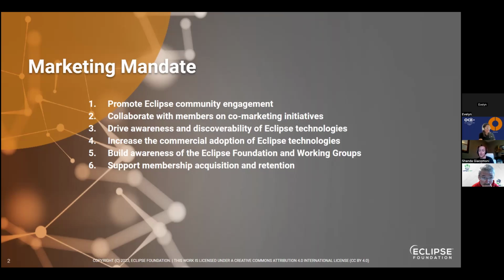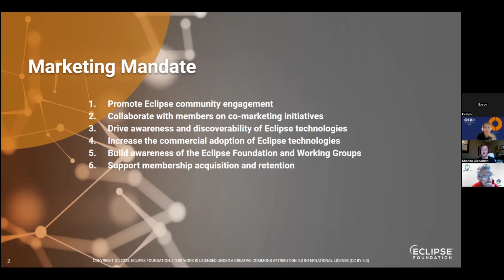One of the most important things we try to do is drive awareness and discoverability about the projects. You can be working on one of the greatest projects in the world, but if nobody knows about it, nobody can use it. The first step in building a community around it is to get adopters, people using the technology, which you'll see is bullet number 4. We try to get adoption of Eclipse technologies, and then build the community of contributors, committers, and eventually members around that project to help it grow.